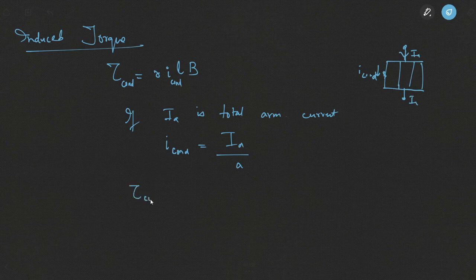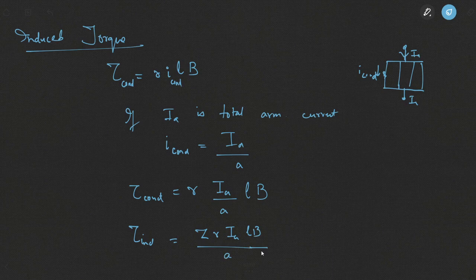So torque in one conductor can be represented by R I A by A L B. Now since there are Z number of conductors in the DC machine, the total torque induced will be equal to Z R IA L B divided by A. This is the summation of the individual torques acting upon all the conductors, so torque induced will be equal to Z R IA B L divided by A.